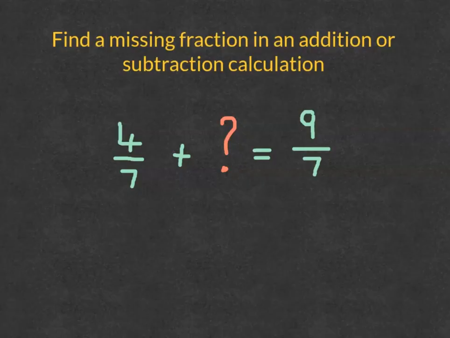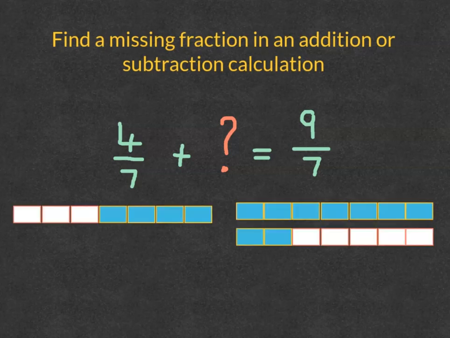Okay, now it's time to recap how to find a missing fraction in an addition or subtraction calculation. Here we've got 4/7 add something equal 9/7. Well, we've got to find the difference, don't we? Here we see the visual representation of 4/7 and 9/7. We just need to find the difference between the two numerator amounts. So 4 add 1, 2, 3, 4, 5. 5 parts of 7 will give us 9/7.